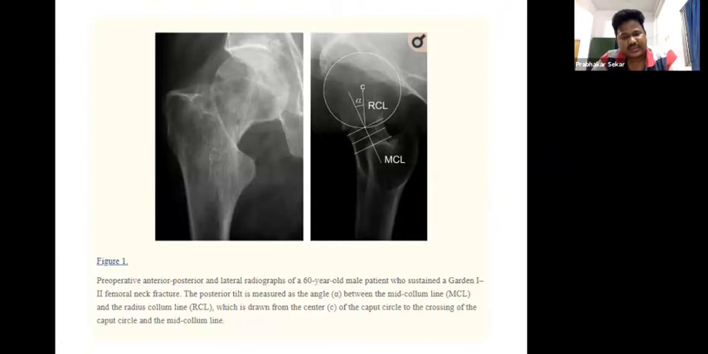One more importance of the lateral view: there is an angle called the posterior tilt angle. It is the angle measured between the mid column line passing through the femoral neck, one line, and another line, the radial column line, which is the proximal portion of the femoral neck and head. If you extend the mid column and radial column lines, there is an angle called the alpha angle around the caput circle. If this angle is increased, then whatever the fixation the femoral neck fracture goes for, the chance of non-union is more.